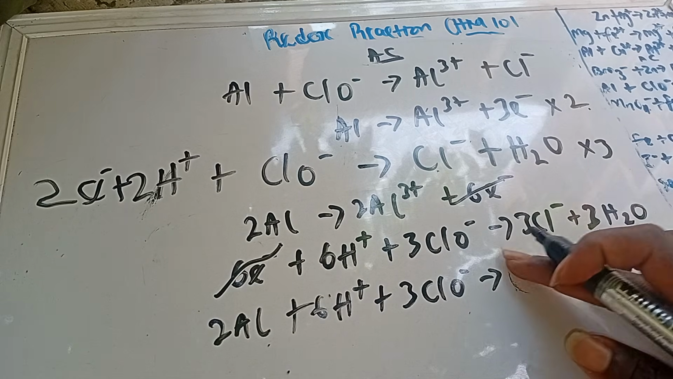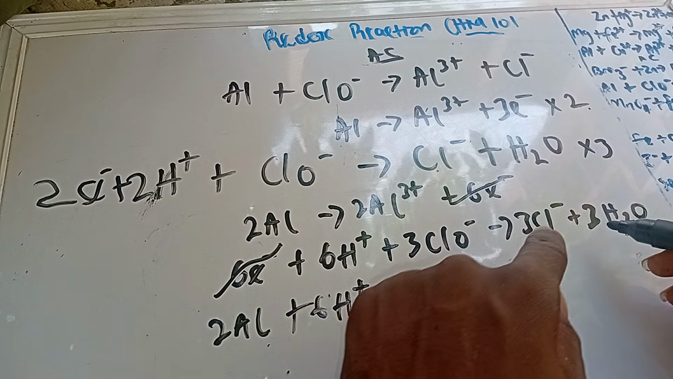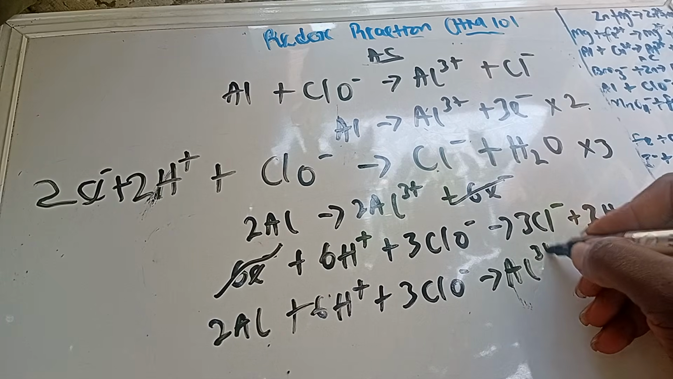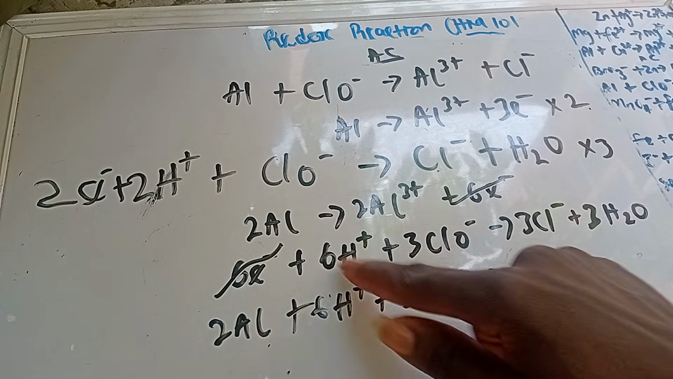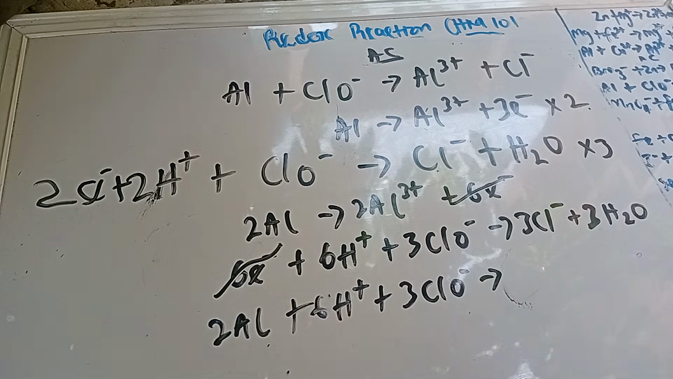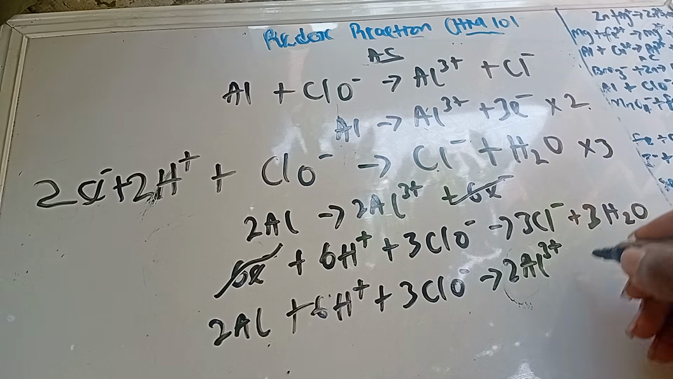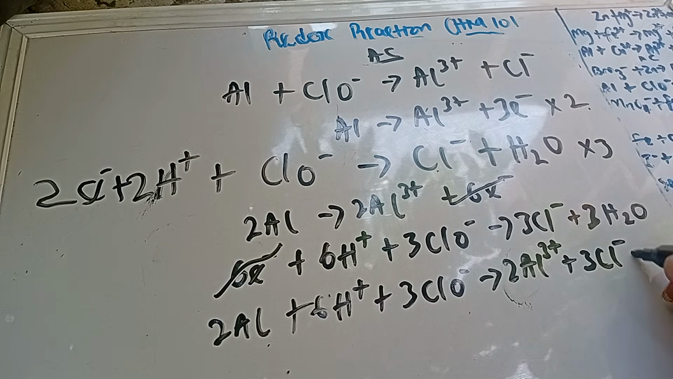Oh, sorry. What do you have on this side? 2Al, and this, right? Now what do we have on this? We have Al3 plus, 2Al3 plus. This is the one we have cancelled. The one we have on the left here is this. The one we have on the right here is 2Al3 plus. The one we have on the right here is what? 3Cl minus plus what? 3H2O.